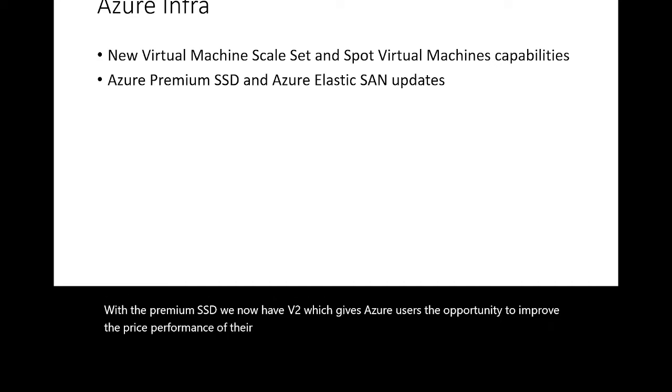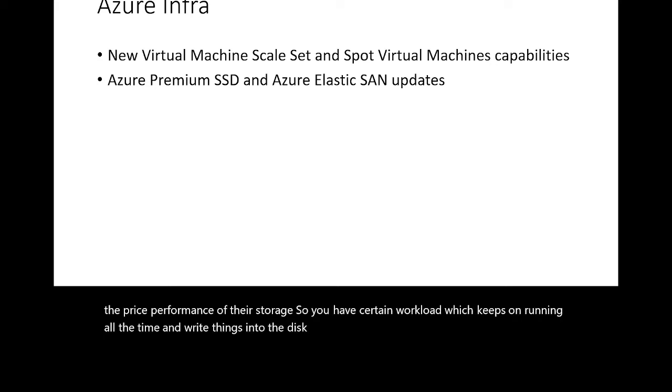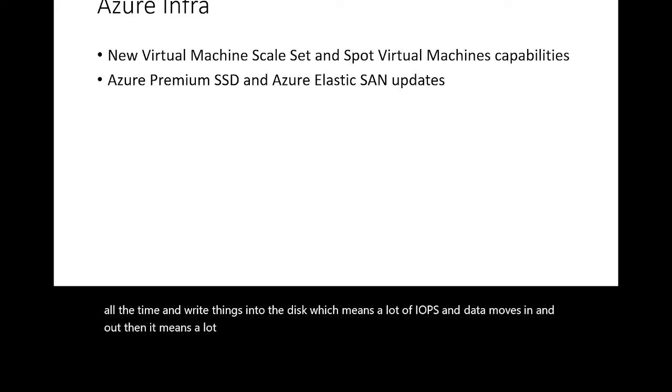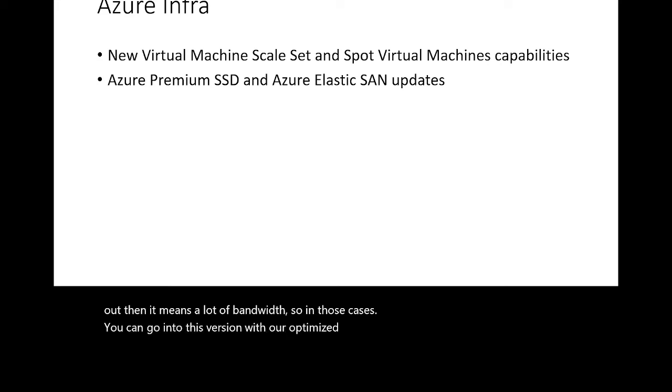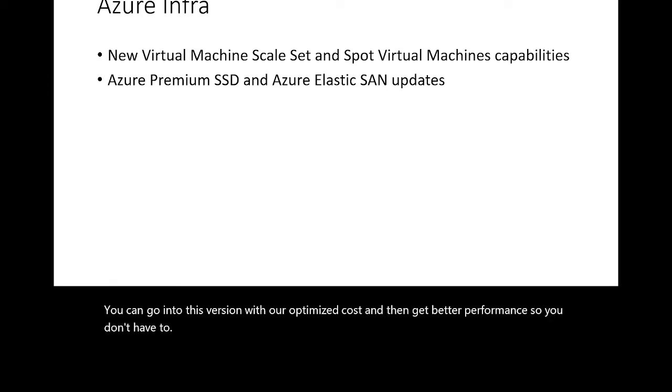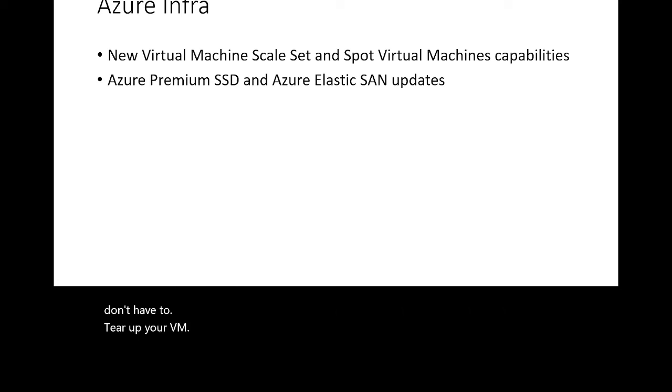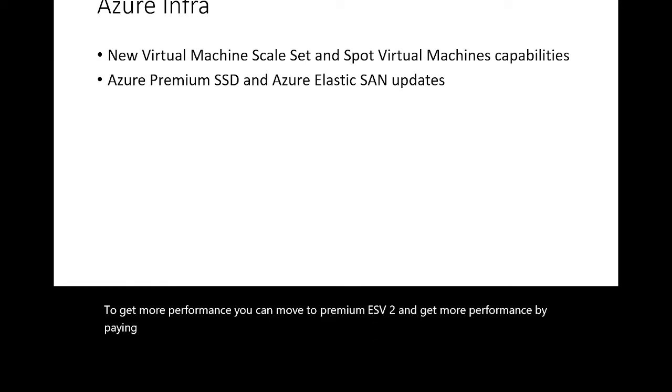So you have certain workloads which keep on running all the time and write things into the disk, which means a lot of IOPS, data moving in and out. Then it means a lot of bandwidth. In those cases, you can go into this version with optimized cost and get better performance. So you don't have to tier up your VM to get more performance. You can move to premium SSD V2 and get more performance by paying a similar cost.